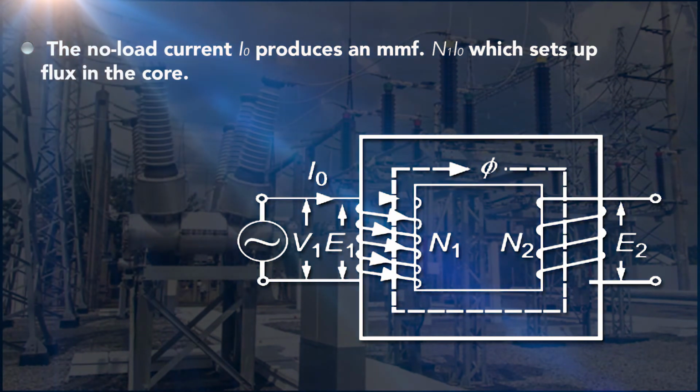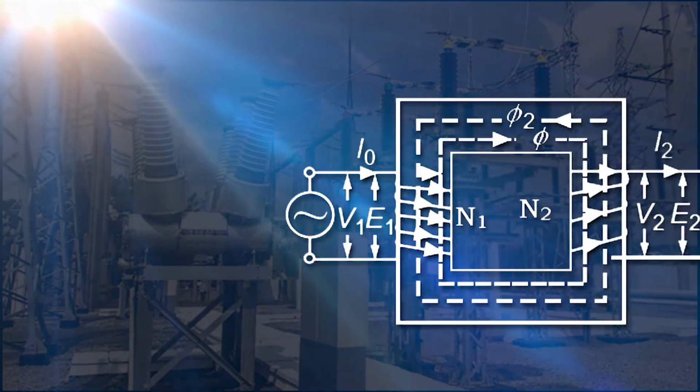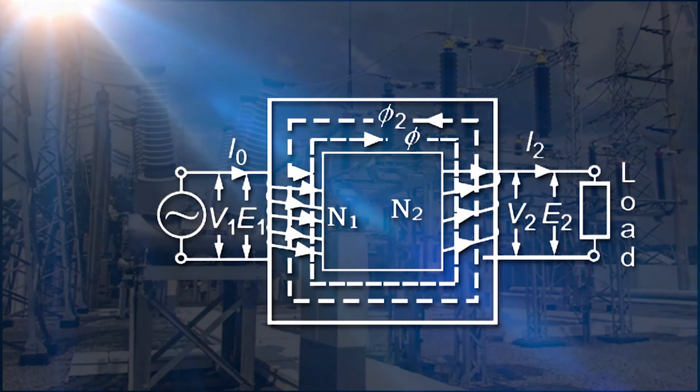Due to this, flux phi will be produced, and this phi will be linked to the core of the transformer. So when the transformer is no load, as shown in the figure, it draws no load current I naught from the supply mains. The no load current I naught produces an MMF, that is N1 into I naught, which sets up the flux in the core, as I already told you. The second step is when load is connected at the secondary side.